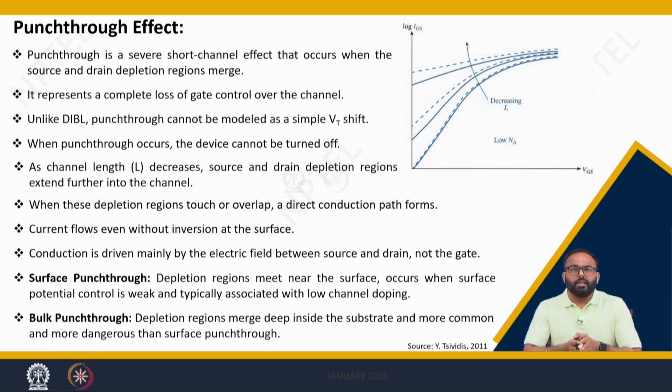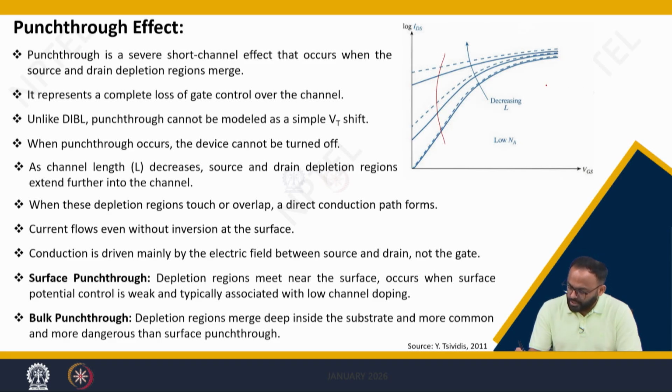The punch through effect is a severe short channel effect that occurs when the source and drain depletion regions merge. Though we have seen that the merging of the depletion regions from the source and drain causes two other short channel effects, which we named drain induced barrier lowering and charge sharing, the punch through is much more severe. In punch through, the gate will lose its complete control. Unlike DIBL, punch through cannot be modeled by a simple Vt shift because punch through will deteriorate or destroy the complete behavior of the characteristic.